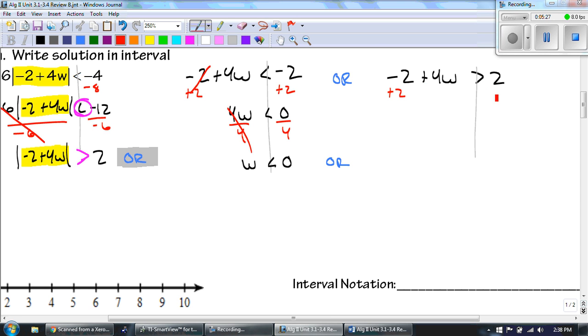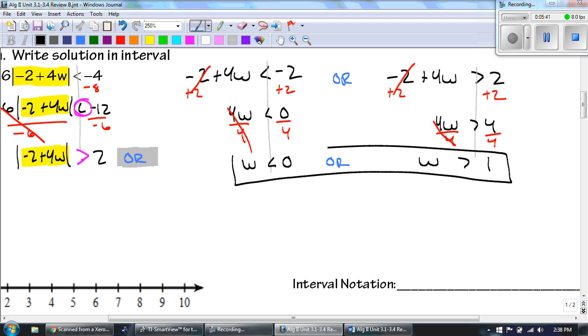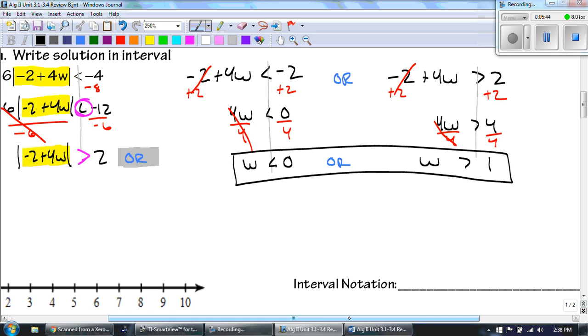I do the same thing to the other side. Add 2 to both sides. 4w is greater than 4. Divide by 4. And we get w is greater than 1. And this is what we're going to use to graph.